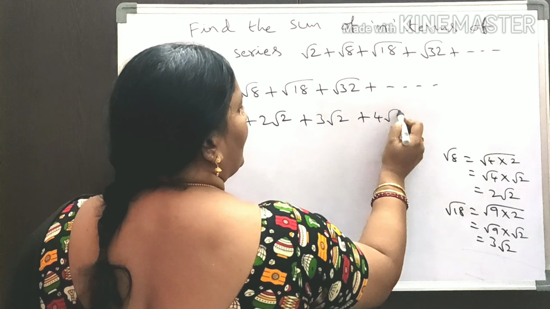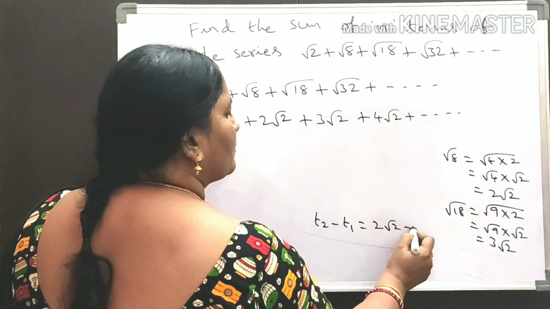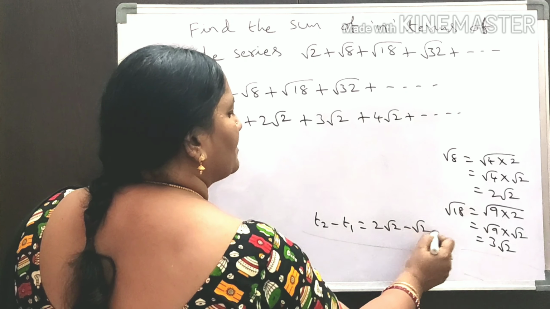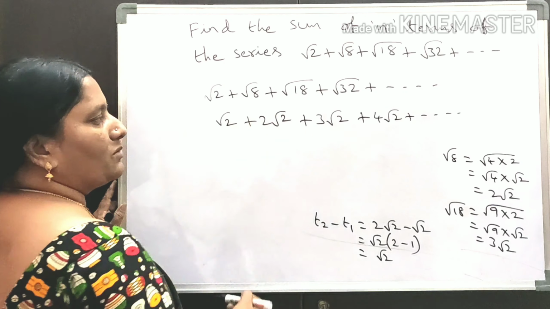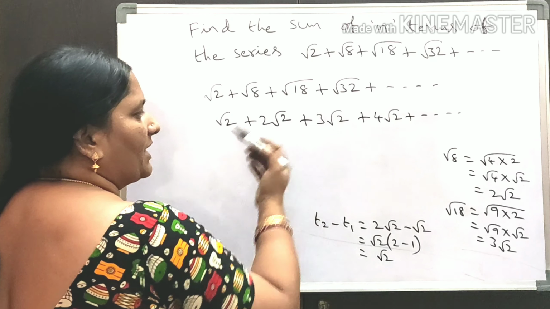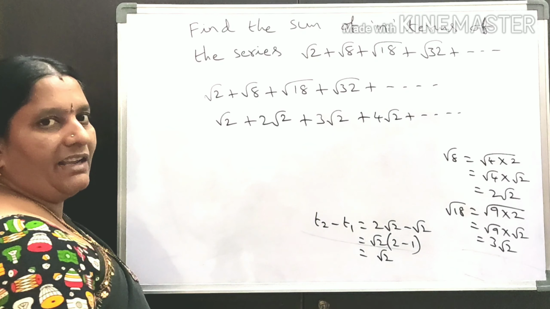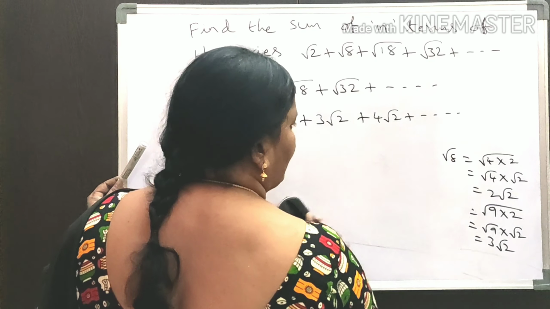Let us find the difference of the second and first terms. T2 minus T1 is equal to 2 root 2 minus root 2. If we take root 2 common, it becomes 2 minus 1, which is equal to root 2. Similarly, T3 minus T2 is 3 root 2 minus 2 root 2. If we take root 2 common, it becomes 3 minus 2, which is equal to root 2. So the common difference is the same: T2 minus T1 equals T3 minus T2 equals T4 minus T3. Therefore, the given terms are in arithmetic progression.